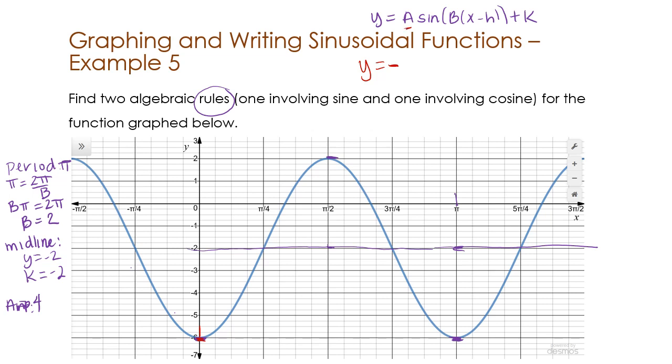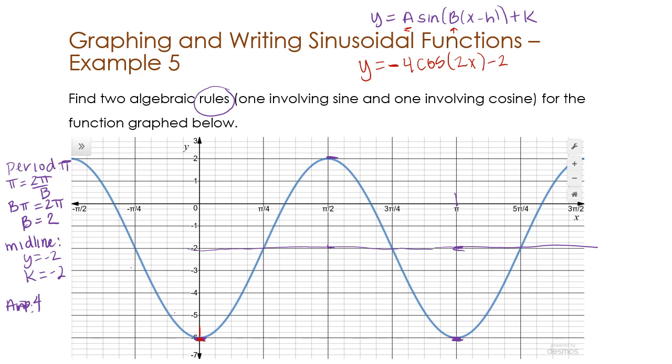So -a, my amplitude is 4, times the cosine of b, my b value is 2. I don't have any h, so it's just going to be 2x, and then plus k, which is -2. So there's the cosine function.